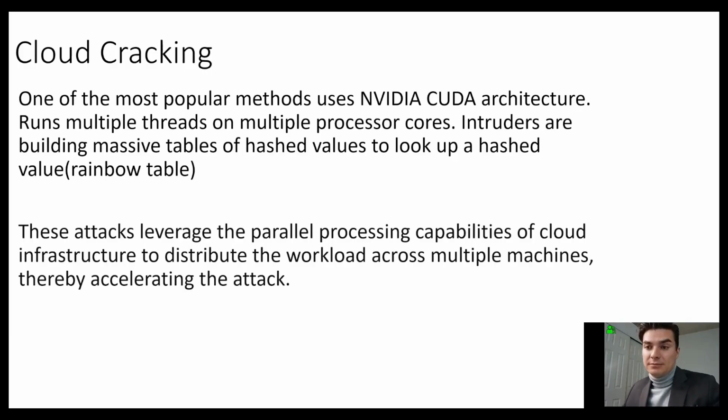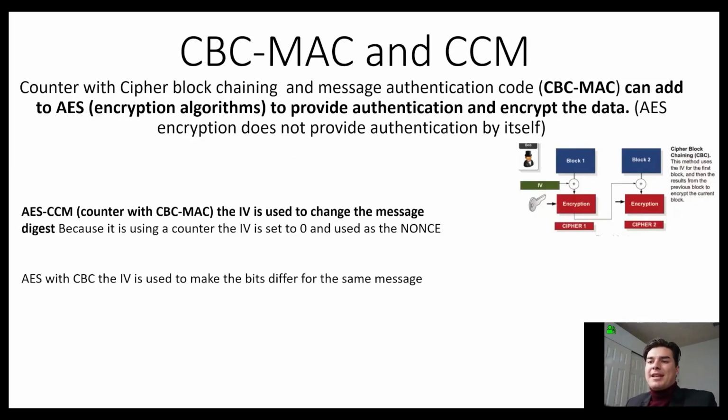So CBC-MAC and CCM, that's counter with cipher block chaining message authentication code. It's going to add authentication to the encryption of AES because AES encryption does not automatically provide authentication. And so it's going to verify the person is who they say they are, that they sent it, and that the integrity of the data has not changed.